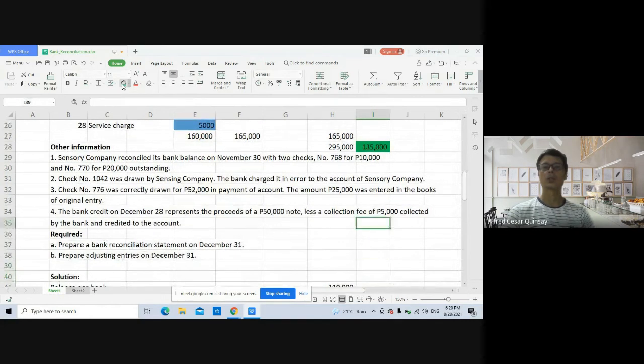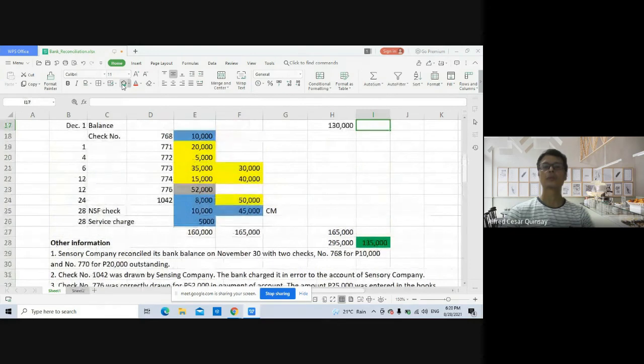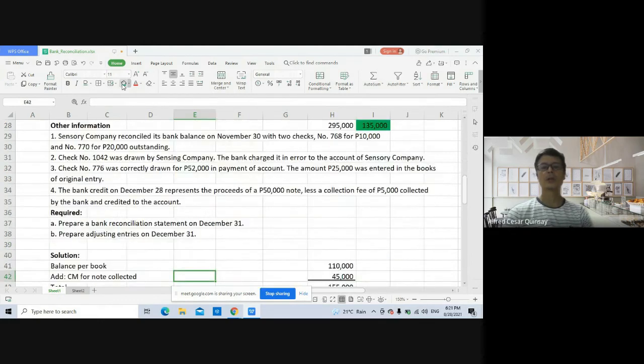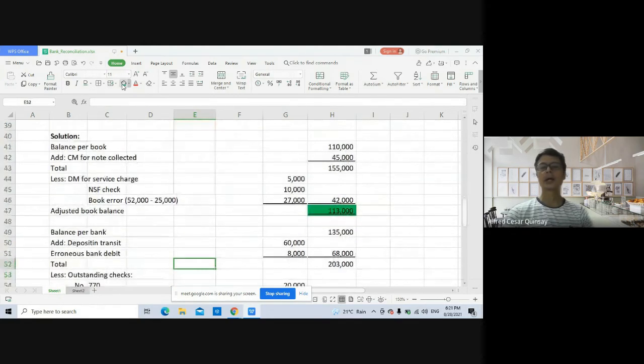Okay? So again, yung procedure niyan, just get the beginning balance plus the deposits, add mo, okay, for 165, and deduct all those checks that was recognized by the bank, no? Okay, so you'll get 135,000. Okay, so yung total checks na yon is 160,000, by the way. Okay. So after getting that, no, so yung balance per bank is 135,000.